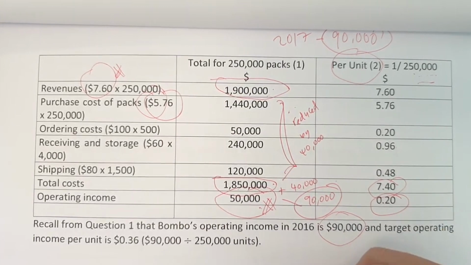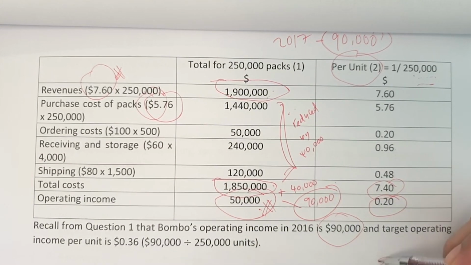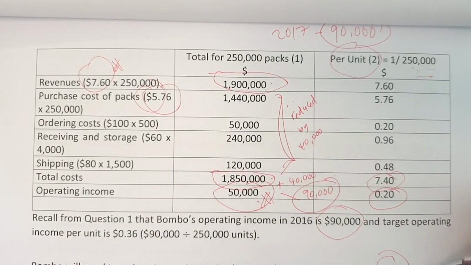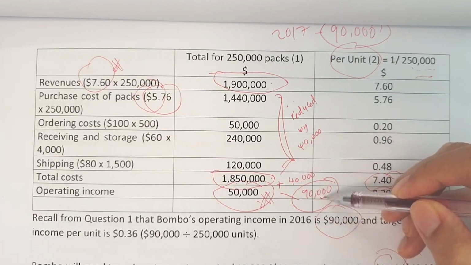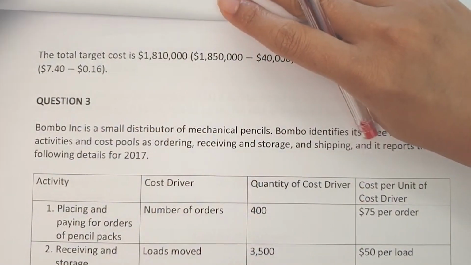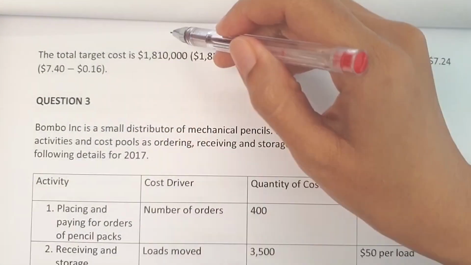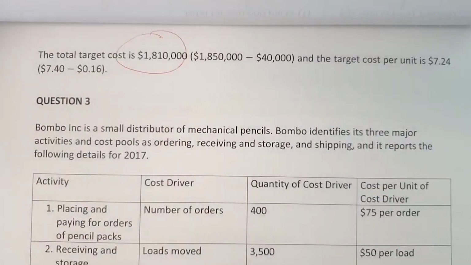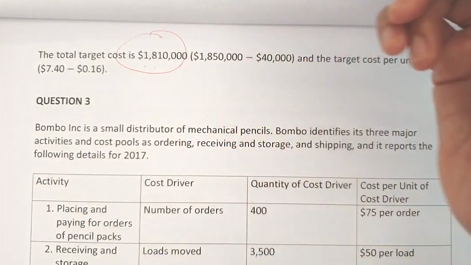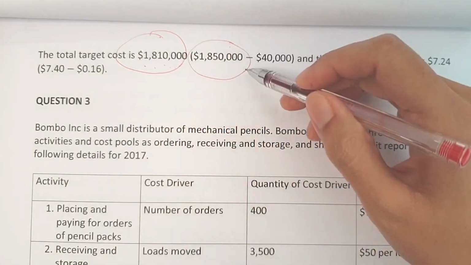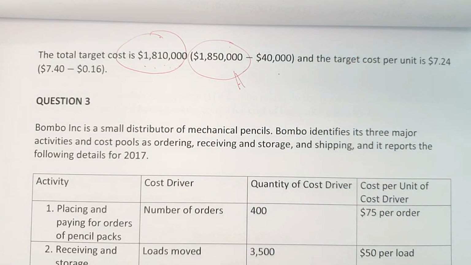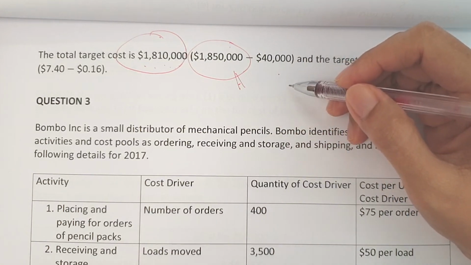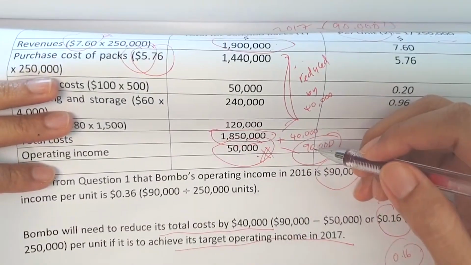So Bombo needs to reduce its total cost by 40,000, or 0.16 per unit. We divide 40,000 by 250,000, so we get 0.16 per unit. They have to reduce the cost by this if they want to get 90,000 of operating income for the year 2017. Therefore, the total target cost that Bombo has to achieve is 1,810,000. That is where we subtract 40,000 from the current total cost, the cost that we have to remove in order to achieve 90,000 of profit.